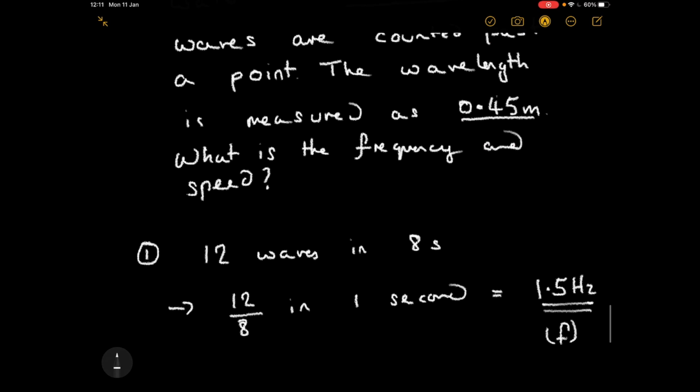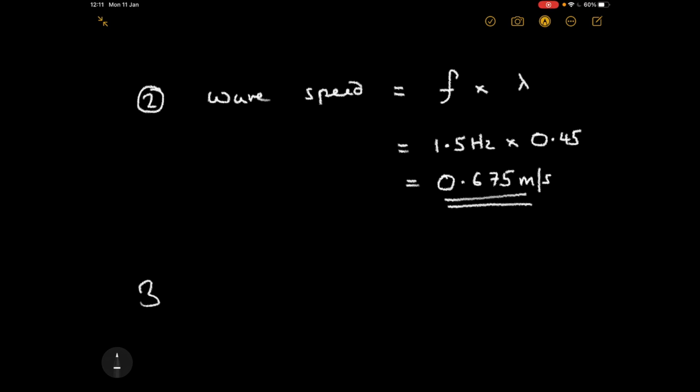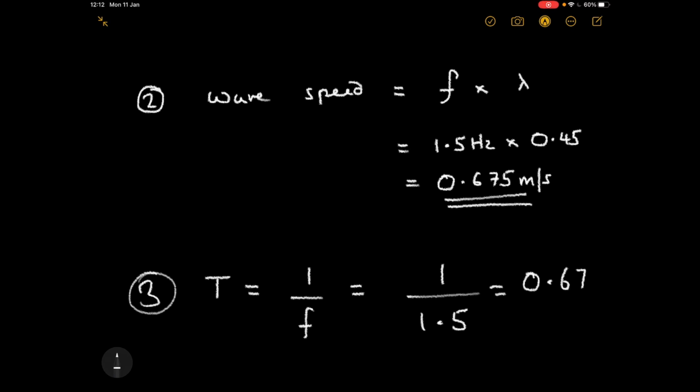Something that I was going to write for that example and I've forgotten. We can also say, what is the time period? My pen's just run out of battery. And we can therefore, for part 3, say that T is equal to 1 over f. So that's going to equal 1 over the frequency, which is 0.67 seconds. And there we go.